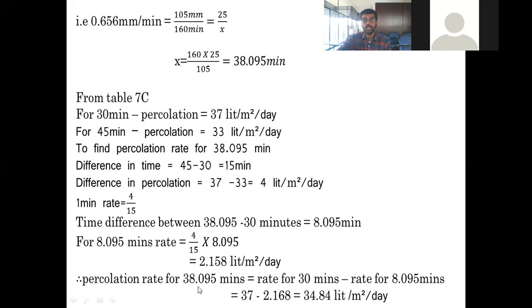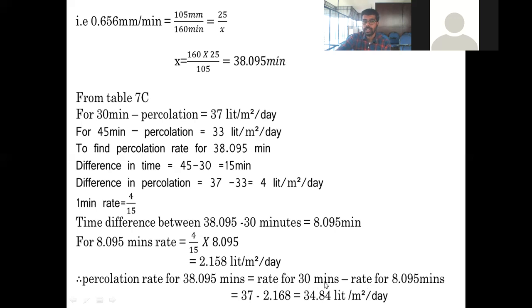Therefore, for 38, how much will it be? For 30 minutes it is 37, so add 8 to it and it becomes 38.095. So we add this 2.158 with this 37, or rather, you have to reduce it, not add. For 30 minutes it is 37 and for 45 minutes it is 33, so you have to reduce it, not add it.